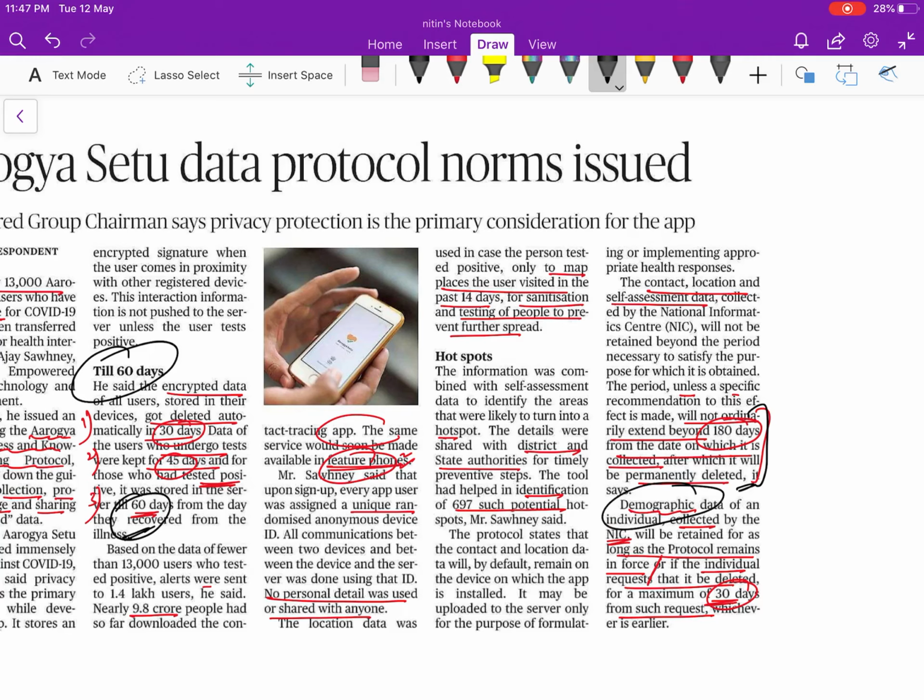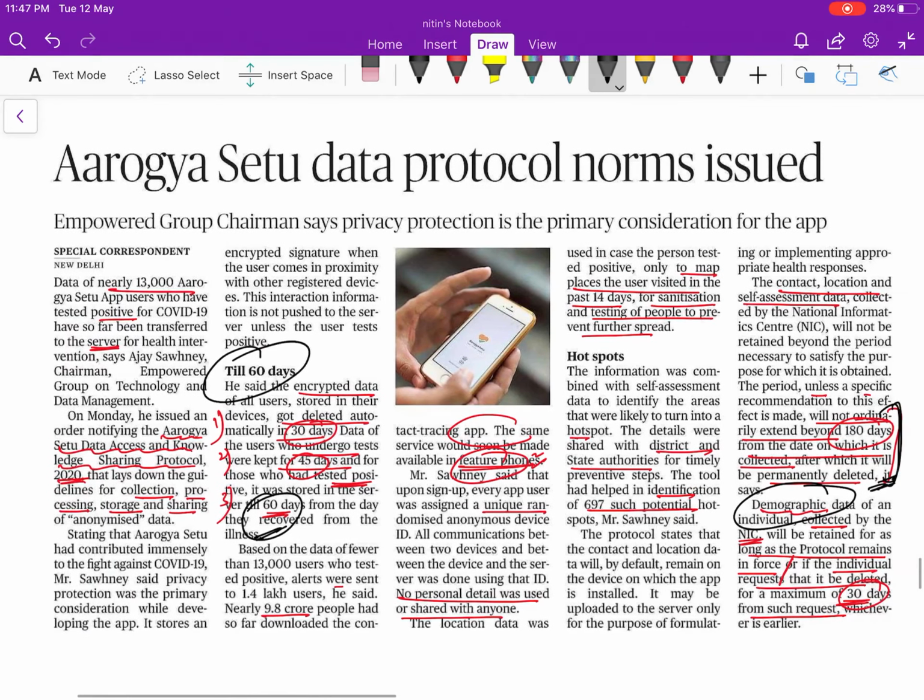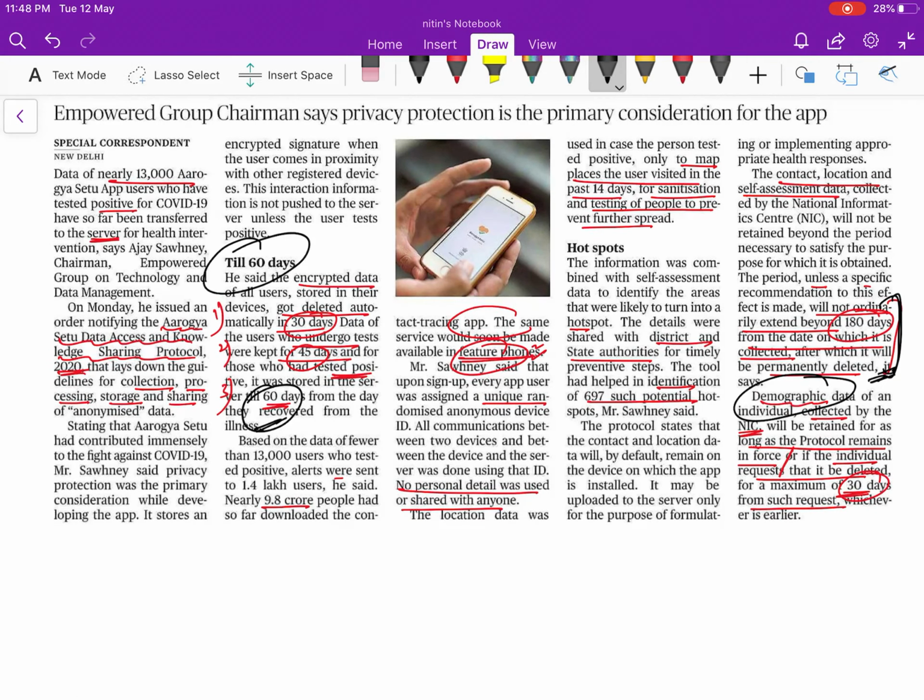Moreover, the demographic data of an individual which is collected by the National Informatics Center will be retained for as long as the protocol remains in force, this protocol that we have talked about, right? Or if the individual requests that it be deleted, for a maximum of 30 days from such request. So if you request deletion of your data, it will be deleted within 30 days of your request. So this is all about the protocols regarding Arogya Setu data collection, processing, storage, sharing. All these norms are given here.